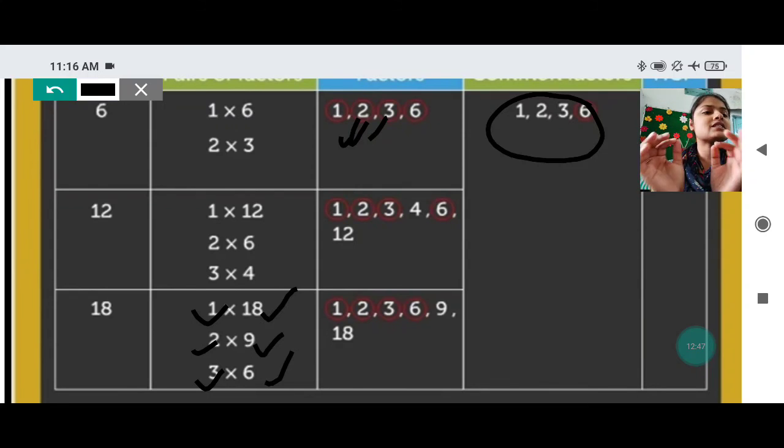Which is the highest among them? That is 6, my dear. We see that 6 is the highest number among the numbers which I have written, that is 1, 2 and 3. They are lesser than 6. So the highest common factor of 6, 12 and 18 is 6.